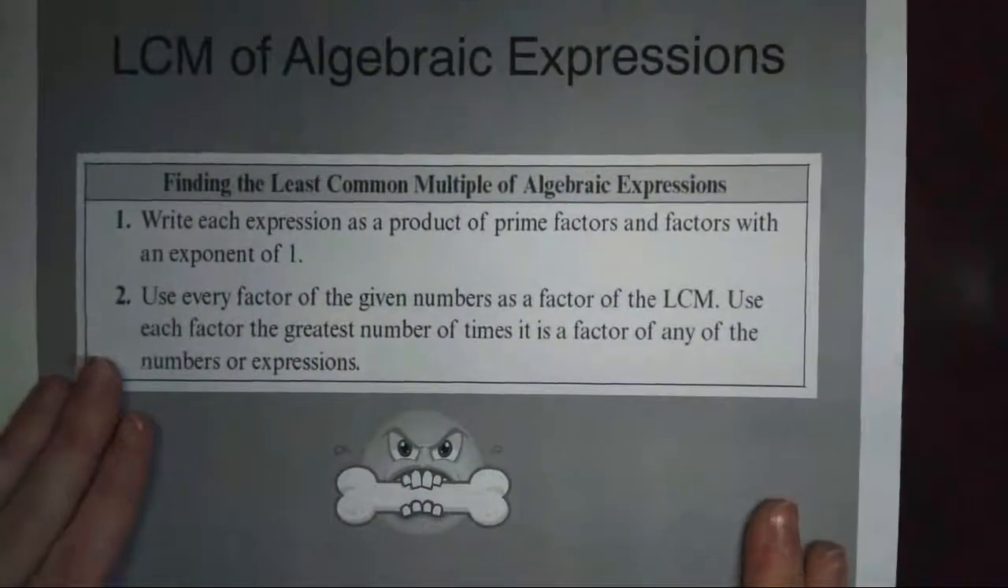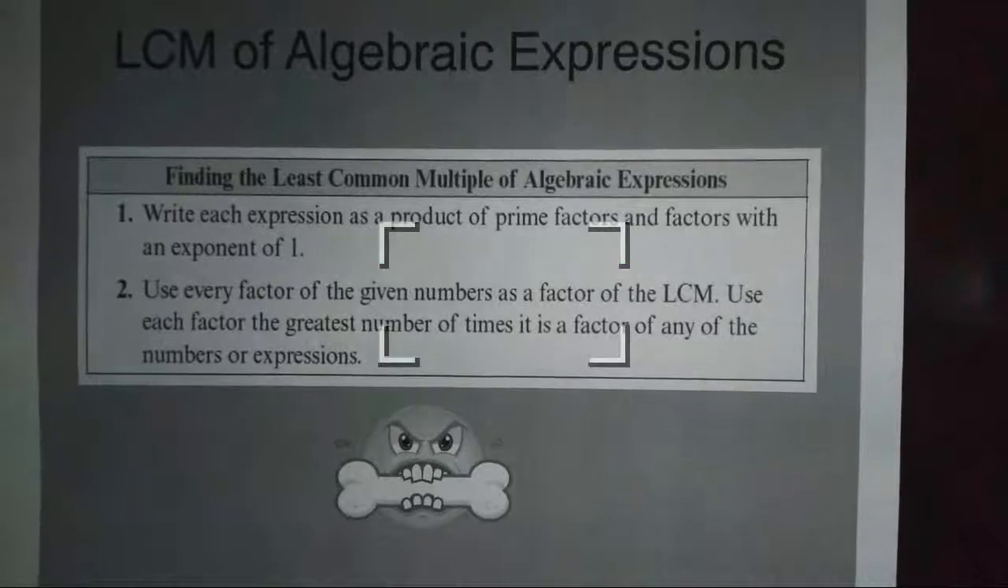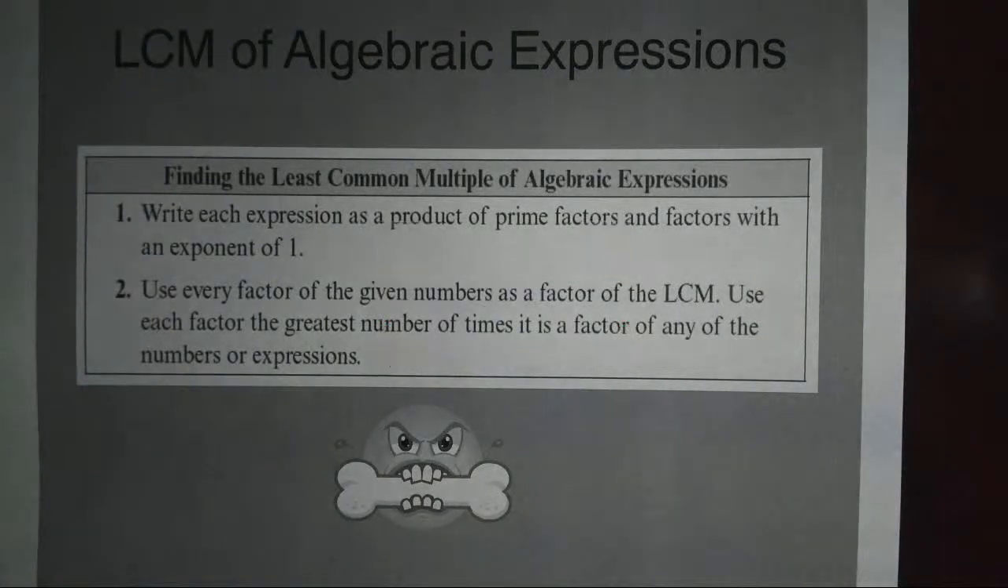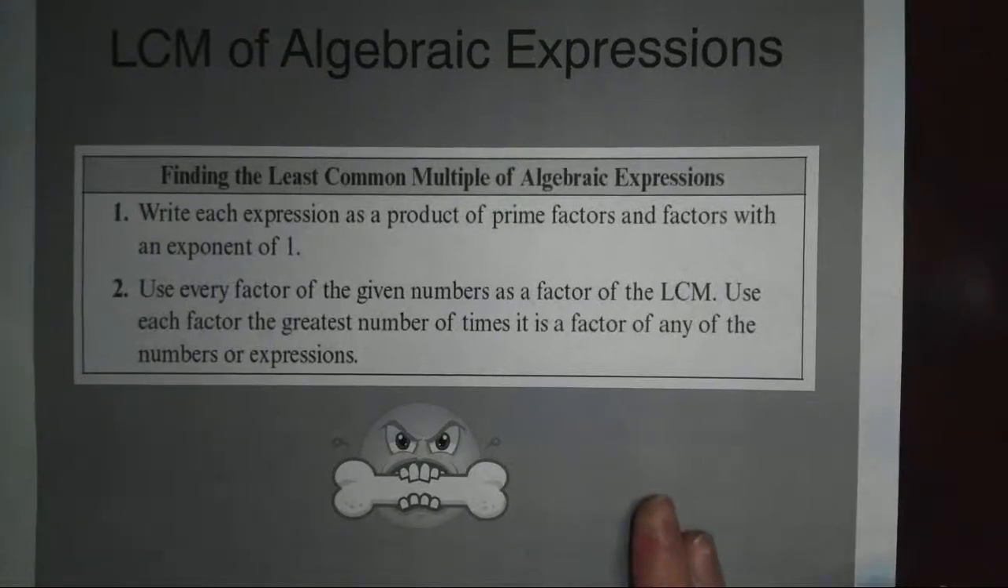Now we do the same thing for the least common multiple of algebraic expressions. We write each expression as a product of prime factors and factors with an exponent of 1, and we use every factor of the given number as a factor of the LCM, same as before, and we use each factor the greatest number of times. Now the only difference with an algebraic expression is that we have letters too.